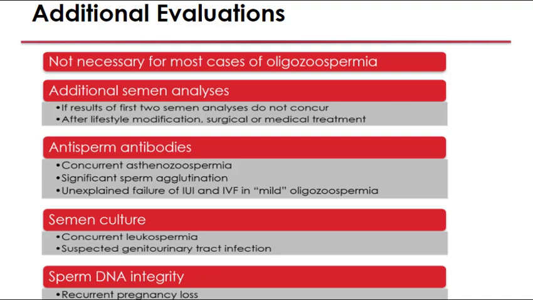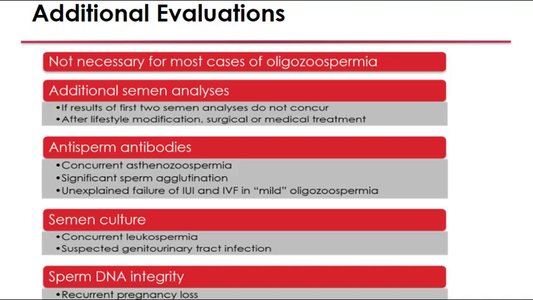Additional tests may be indicated to evaluate either the cause of oligozoospermia or other conditions that may coexist with oligozoospermia. It should be kept in mind that for most cases of oligozoospermia, these additional tests are not necessary. Additional semen analyses may be required to break the tie when results from previous analyses do not concur. After treatment, a semen analysis should be repeated to evaluate for improvement.